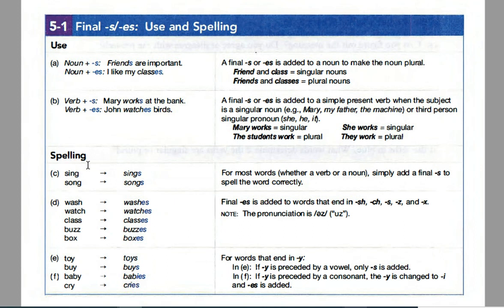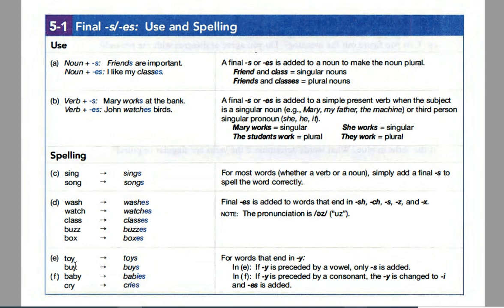So here we have sing, sings, song, songs, and wash, washes, watch, watches, class, classes, buzz, buzzes, book, books, box, boxes, toy, toys, buy, buys. And here you can check all the information related to adding ES. Here we have SH, CH, S, Z, and X. The pronunciation is like buses, boxes, classes, washes. It looks like schwa plus Z.